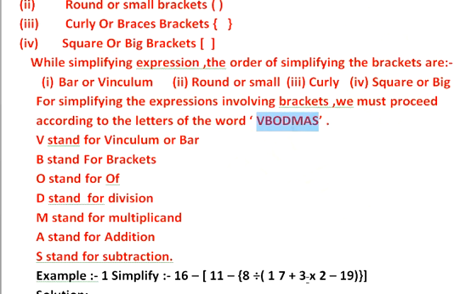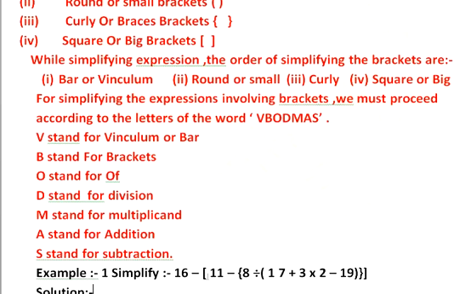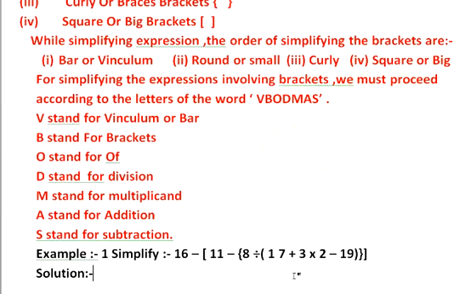How many brackets are given? First is the square or big bracket. Second is the curly bracket. Third is the small or round bracket. So first we solve the round or small bracket. In the round or small bracket there are three fundamental operations.